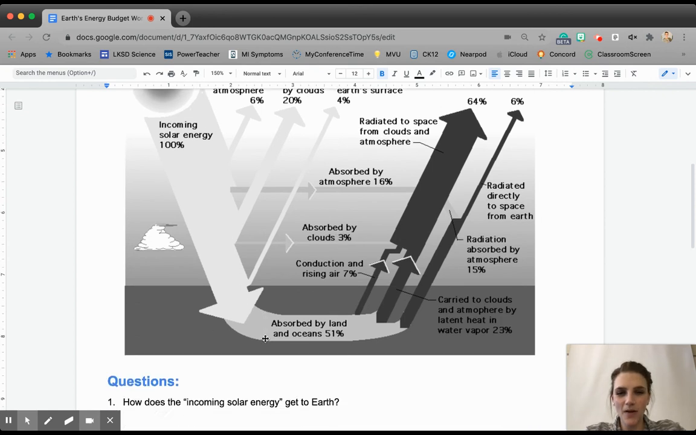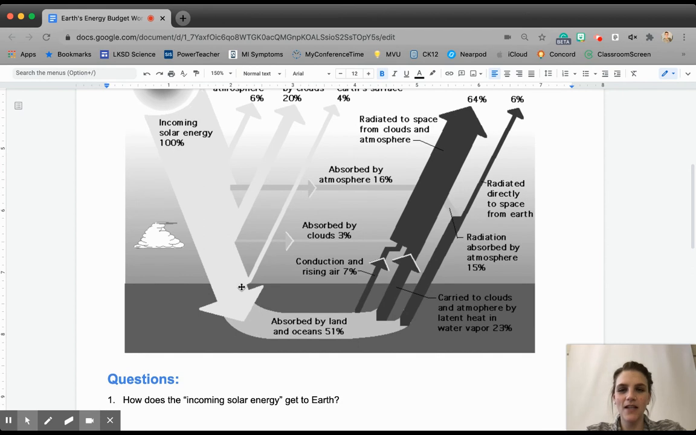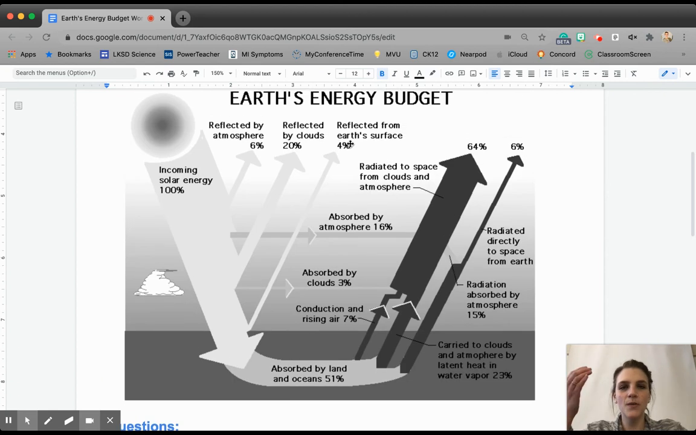And then look down below, I have to scroll down a little bit. There's even this remainder of that arrow that represents radiation being absorbed by the land and the ocean. So there's 3 scenarios where this solar energy is being absorbed by things. Okay, so 3 scenarios where it's being reflected, 3 scenarios where it's being absorbed. If we were to add all of those together, it would equal 100%.